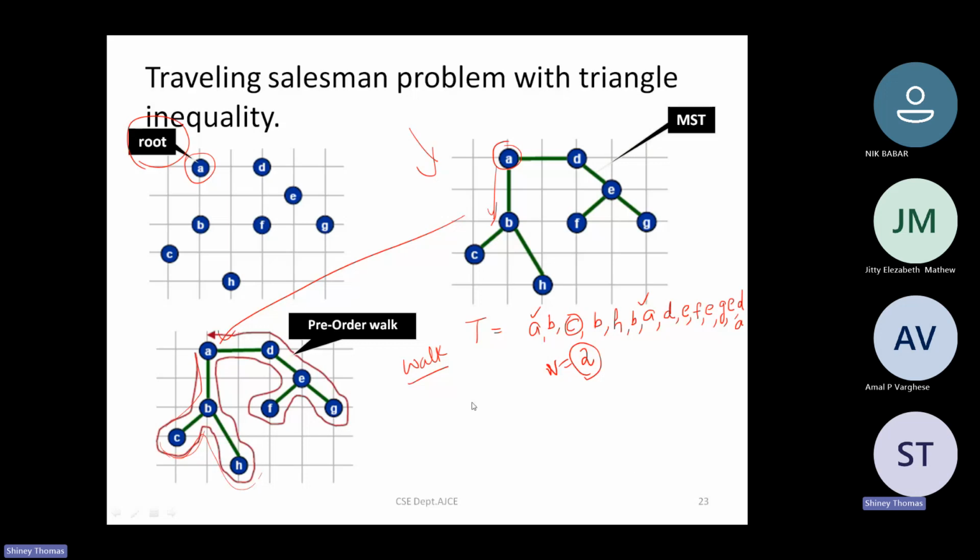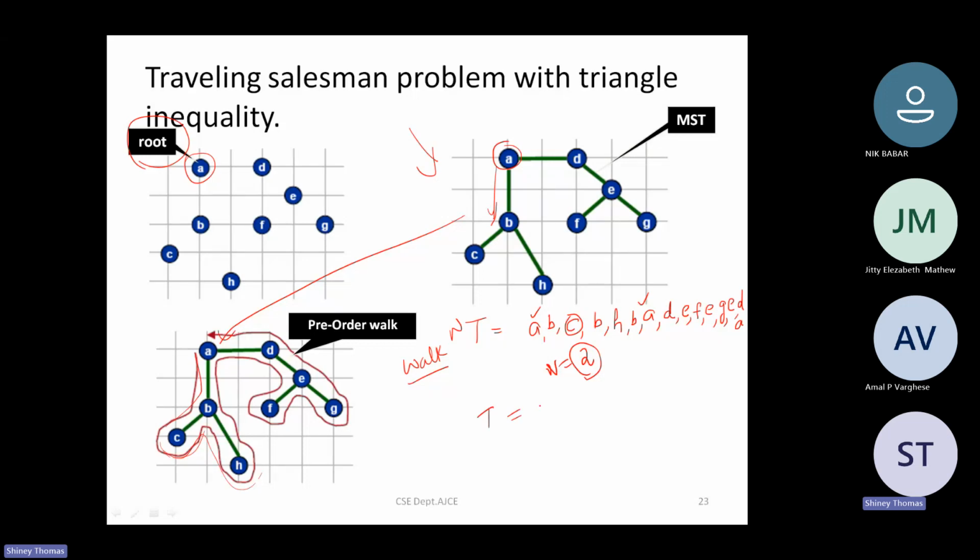Pre-order walk: what you have to do is, the first time you encounter a vertex, only write that down. When you visit the vertex the first time, only write that as a pre-order walk. By definition, I think the walk is called W, and the pre-order walk is T, I don't remember exactly.